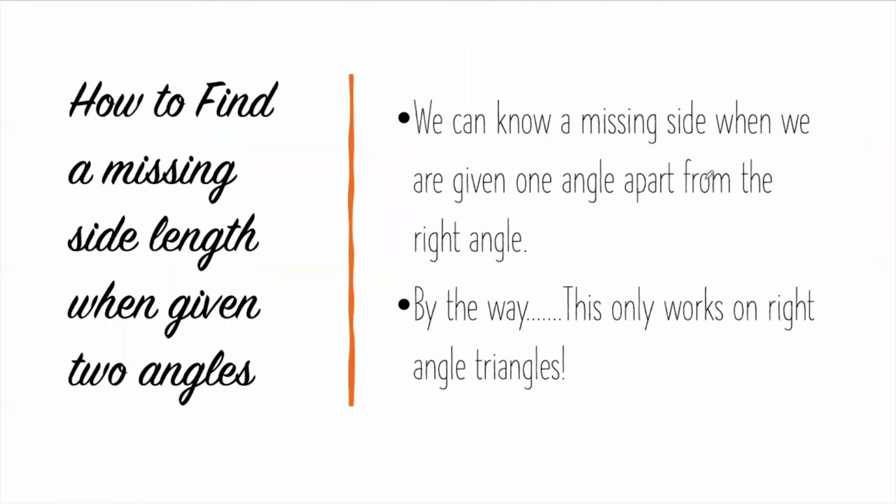Now, we only found sine, cos, and tan, but did you know that we could also find a missing side length when given an angle? That's actually right. We can find a missing side length when we are given one angle apart from the right angle. So if they give us a triangle, and they give us this angle, and they say it's 90, it's going to be 90 because it's a right angle. And they again give us this angle saying it's 30, then we can find side lengths from that.